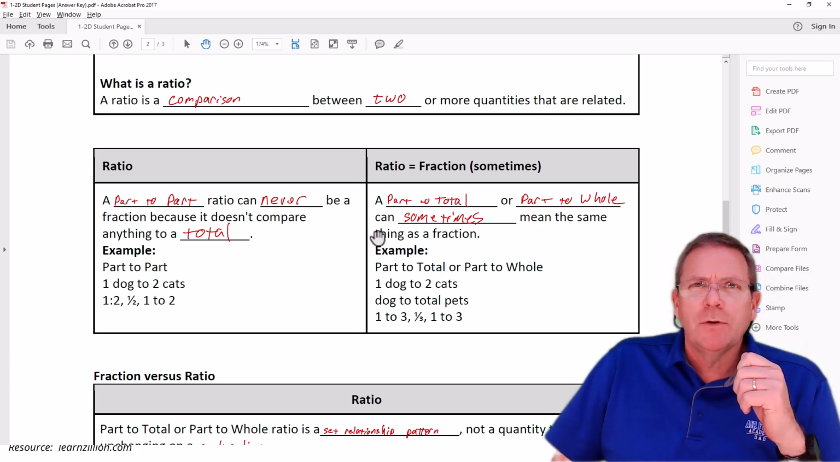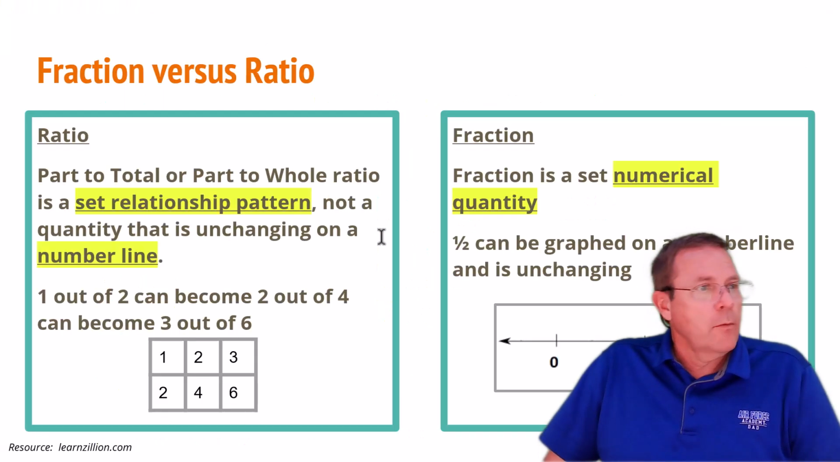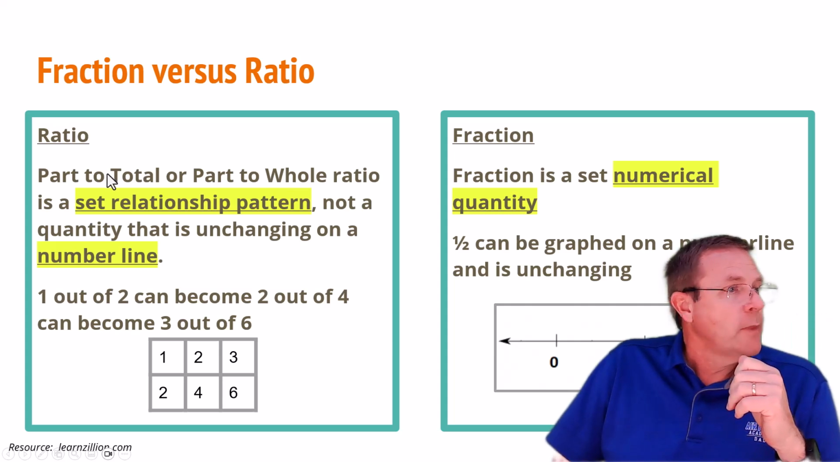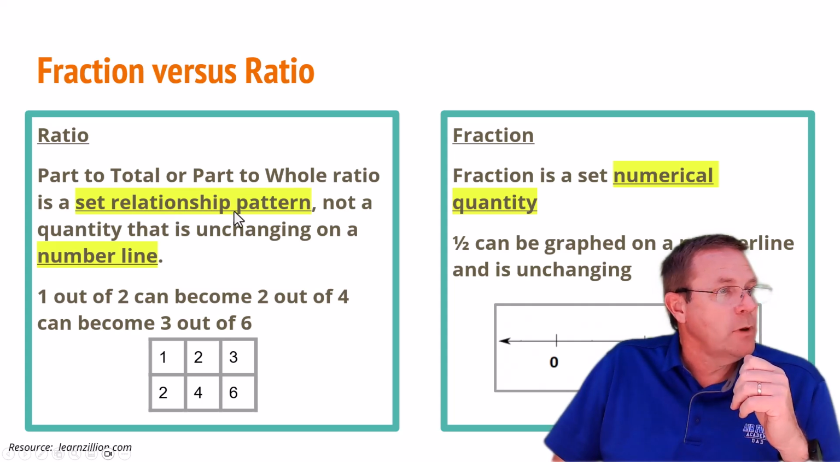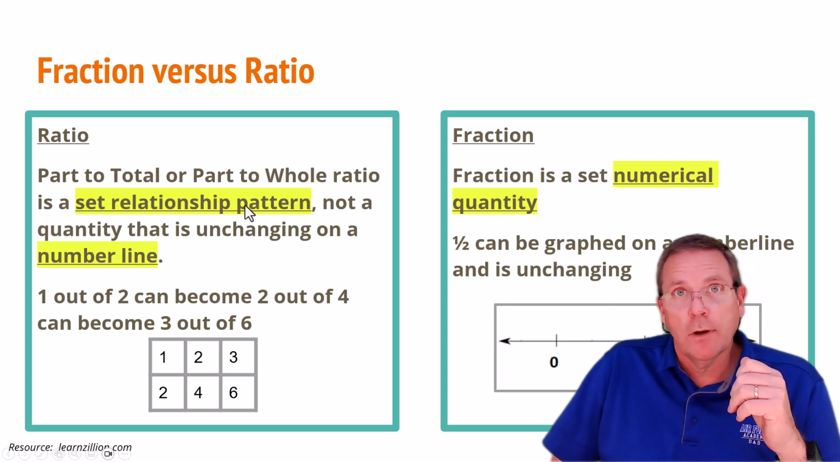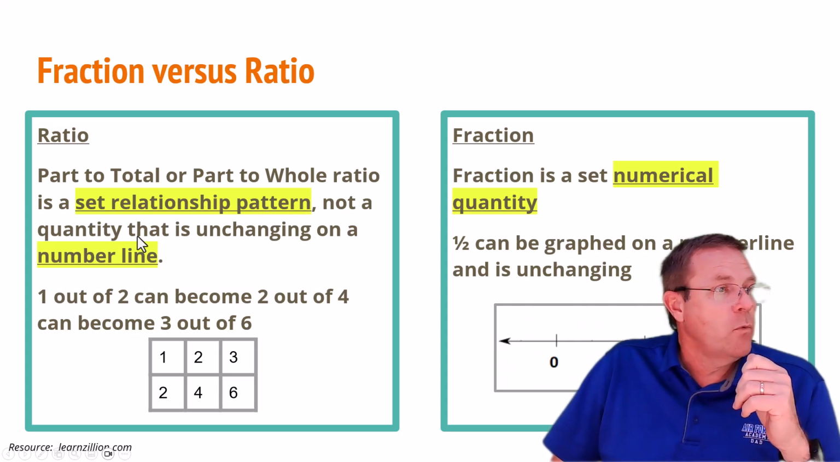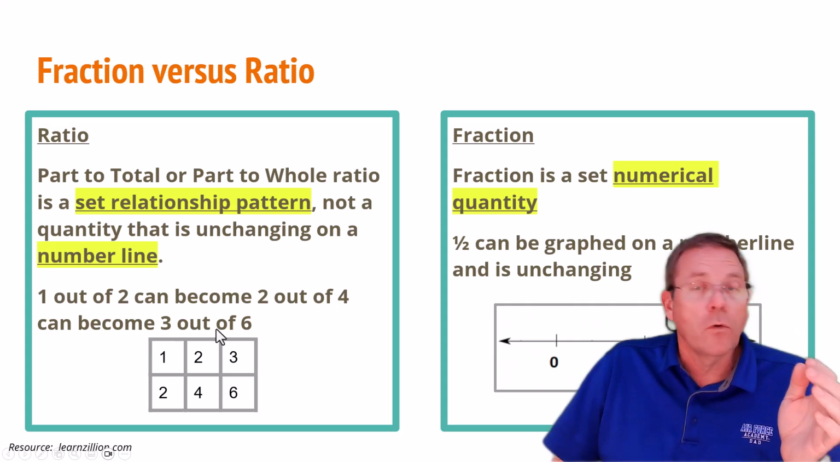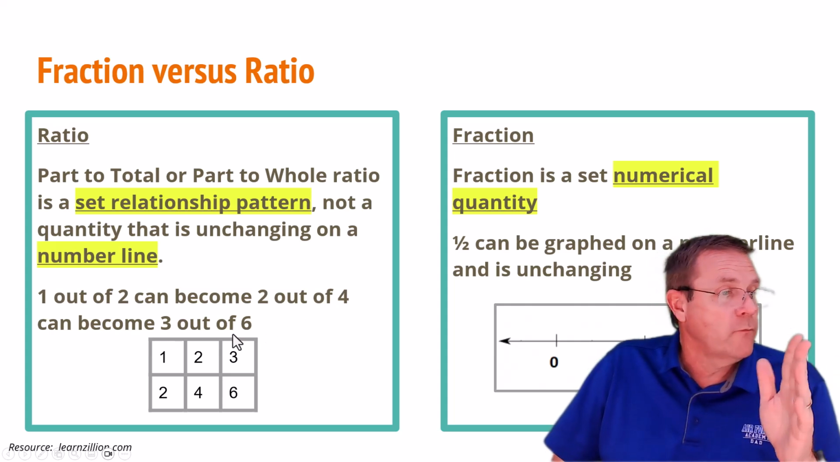Now let's dig into it even deeper. Now we're going to look back at our PowerPoint, and this time we're going to compare fraction to ratio another way. Here they say a part to a total or part to the whole ratio is a set relationship pattern. That's what you're going to write in your notes, not a quantity that is unchanging on a number line. So for example, 1 out of 2 can sometimes become 2 out of 4, or 3. In fact, it can always become 2 out of 4 or 3 out of 6.